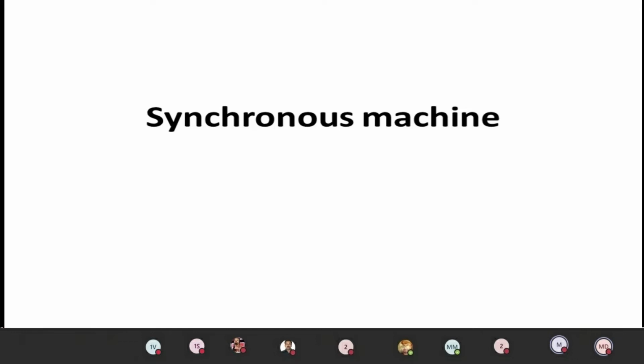Synchronous generator and a synchronous motor. So let me see what is synchronous machine. Synchronous machine includes a synchronous generator and a synchronous motor.